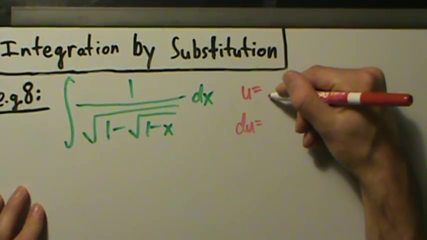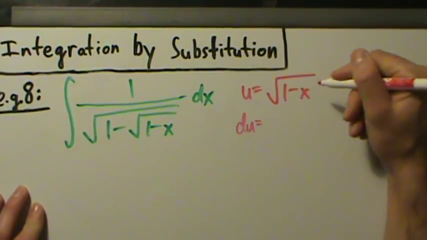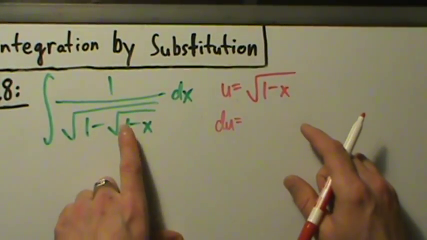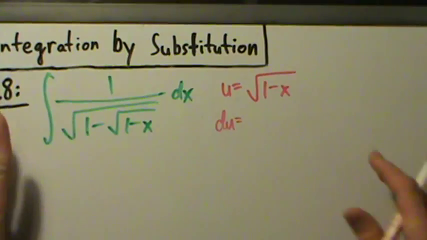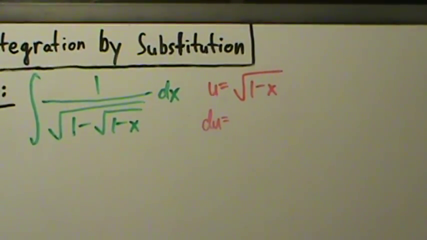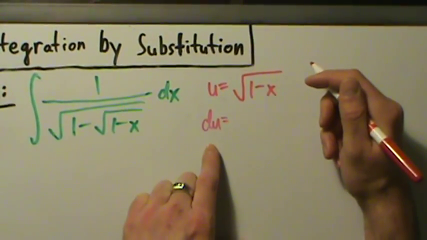So let's let u be the square root of 1 minus x. Okay, so why are we doing that? Well, the reason is because we want to get rid of the square root here in the substitution. We want to get rid of the nested square root. That's our goal with this substitution, and then whatever happens later, we'll deal with that. So u is the square root of 1 minus x. So what's du?